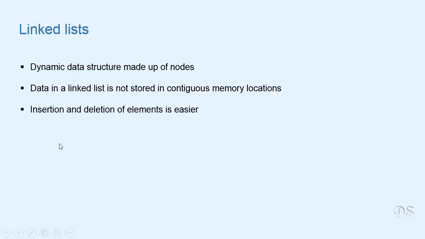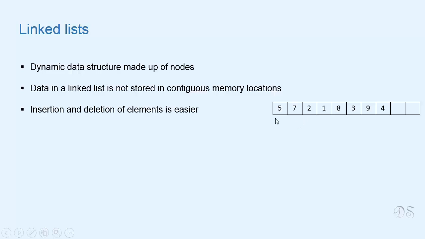And compared to arrays, insertion and deletion of elements is easier in linked lists as there is no need to reallocate or reorganize the whole list structure. In arrays, insertion and deletion is expensive since it involves shifting of elements. For example, in this array, if we have to delete this element 2, then we have to shift all these elements to the left to fill this gap. Similarly, if we have to insert a new element here between 7 and 2, then we have to shift all these elements to the right to make space for the new element here.